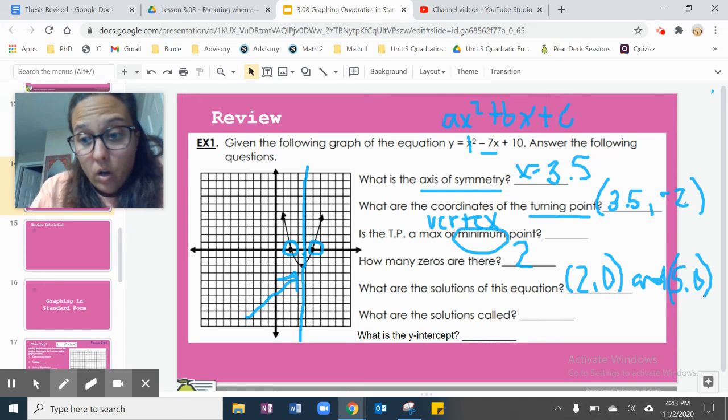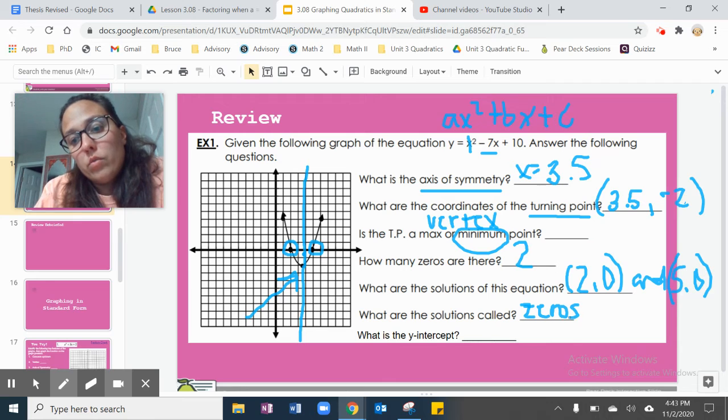What are the solutions called? Well, they're called zeros, roots, or x-intercepts.